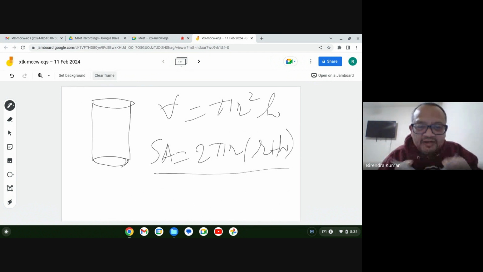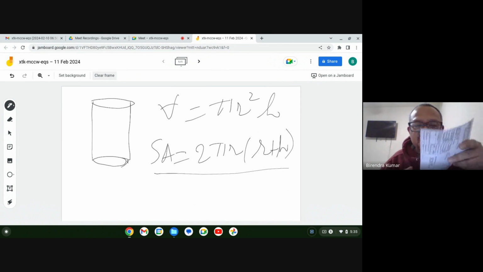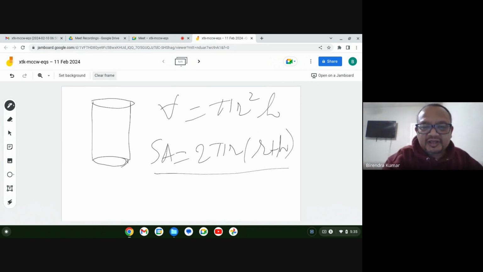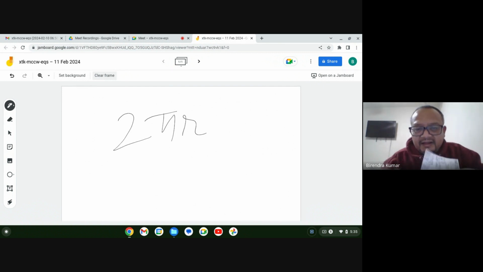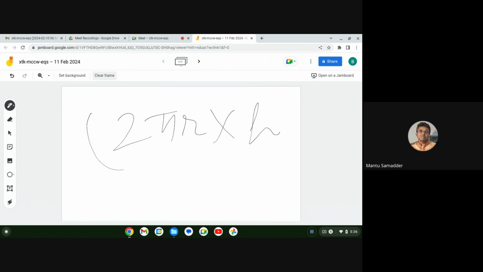So when I cut it open, this becomes a rectangle. And one side of the rectangle is the perimeter or the circumference of the circle, which is 2 pi r. So 2 pi r, and this is the height anyways, so 2 pi r into h. So this curved surface became the circumference, 2 pi r, multiplied by the height, because this is a rectangle now. This is 2 pi r and this is the height.